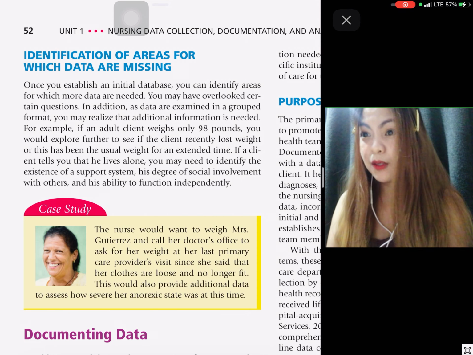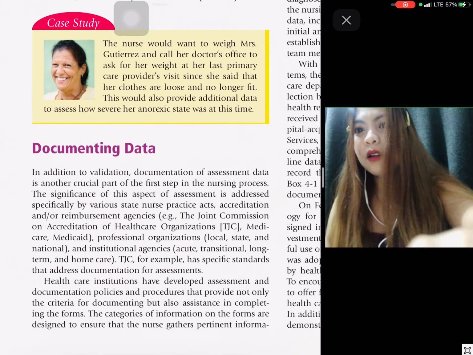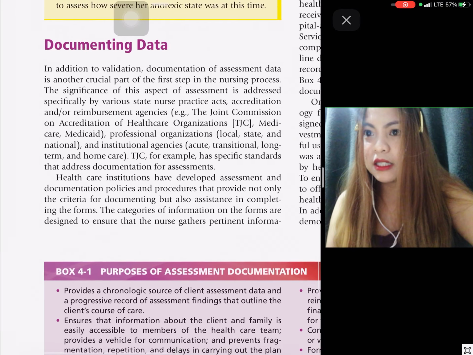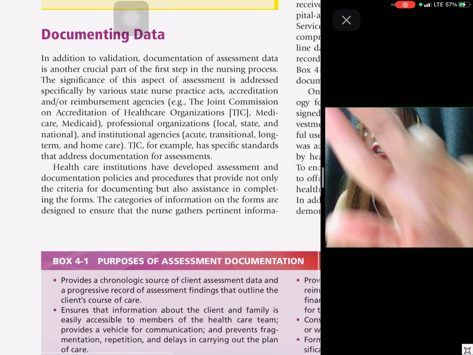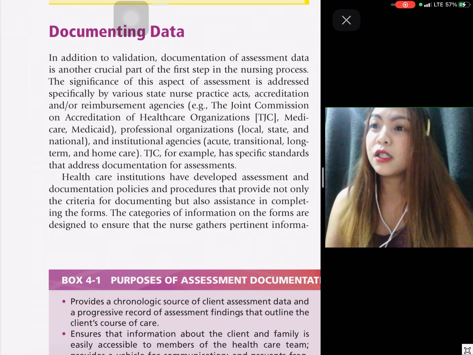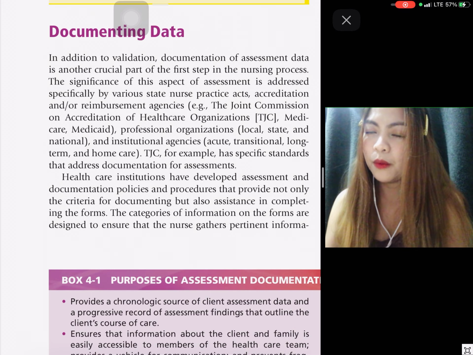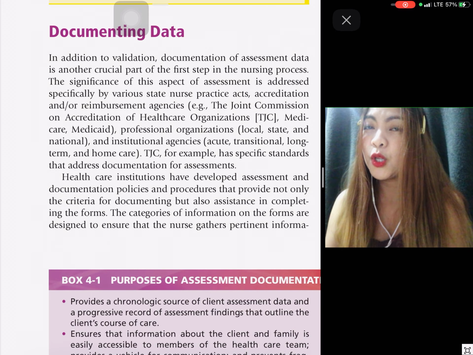So, documenting data. Tapos tayo mag-validate. What we're gonna do? So, we have to document the data. So, documentation data, depende to. Kasi mayroon tayong sinusunod na policy sa hospital. Depende kung anong standard yung sinusunod nyo. For example, sa hospital na pinagtatrabuhan ko, JCI kasi, so yung mga documentation namin based on JCI.